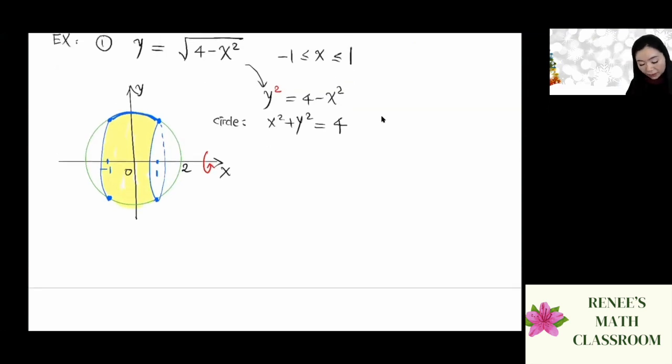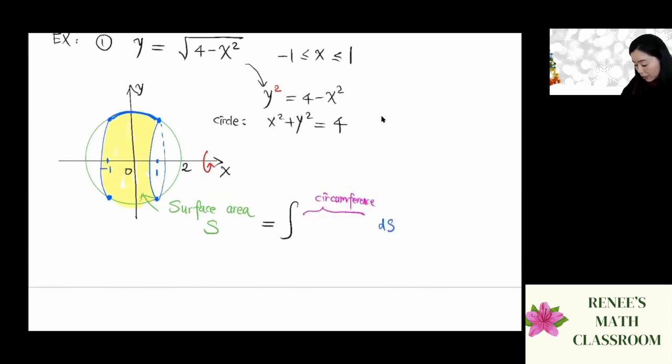Now to find the surface area, what is surface area? Let's call it S. That's equal to the integral, remember the circumference of the circle, right? And then ds over here. The circumference of that is 2 pi, well, pick a point on the curve, so this will be x comma y. What's the circumference of the circle by rotating this point about the x-axis?